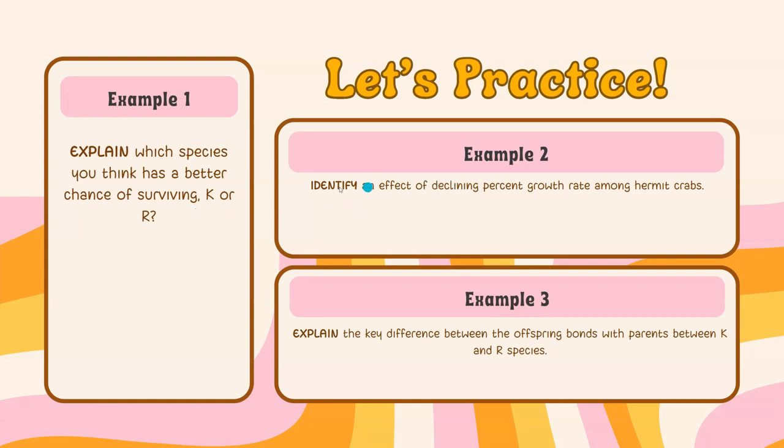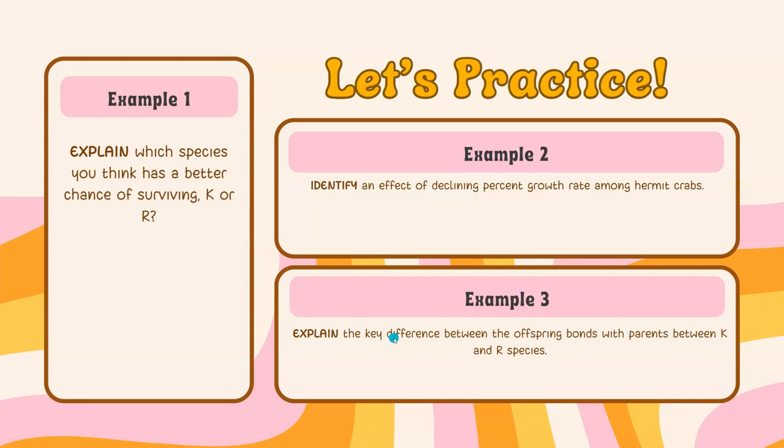Example 2. Identify an effect of declining percentage growth rate among hermit crabs. A declining percentage growth rate among hermit crabs would result in them eventually dying off or not being able to reach a good carrying capacity as they once had. So I would put a lower carrying capacity as your answer. And on identify questions, I would recommend putting a full sentence just to make sure you get the points.